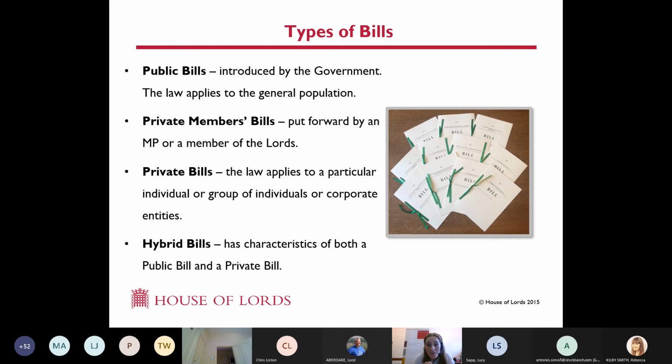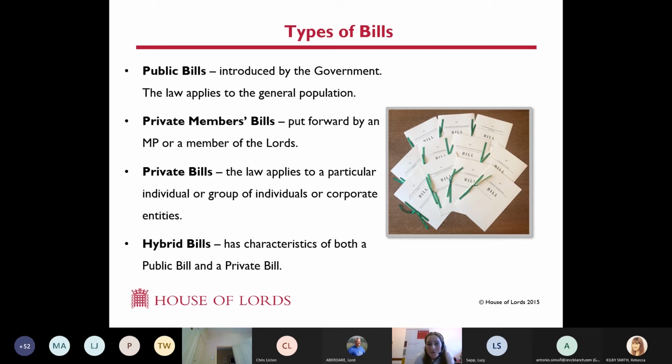We then have what's called private members bills, which is, of course, the reason why we're all here today. It can be a little bit confusing because even though they're called private members bills, they're still a type of public bill because they apply to the general population. The difference between a private members bill and a standard public bill is that private members bills are put forward by individual members of the Lords or MPs rather than being put forward by the government.